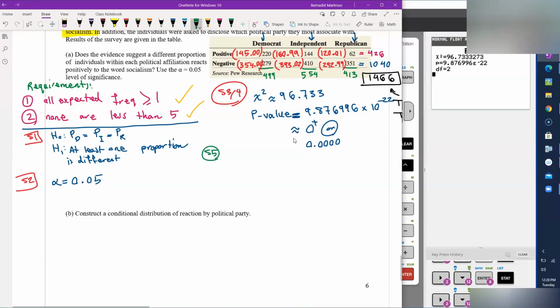Step 5, compare this p-value to alpha. Again, since I wasn't asked to round to 4 decimal places, I'm going to use this 0 positive because this is a very small number, and compare that one with 5%. So this is less than, and we have to reject. So rejecting null.